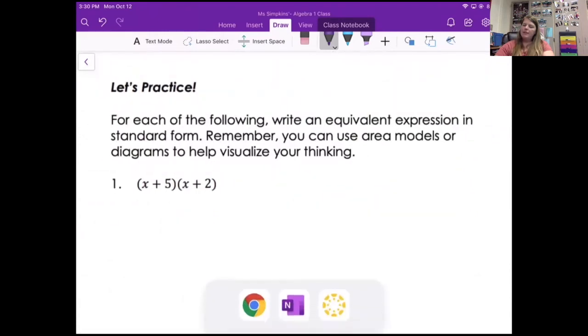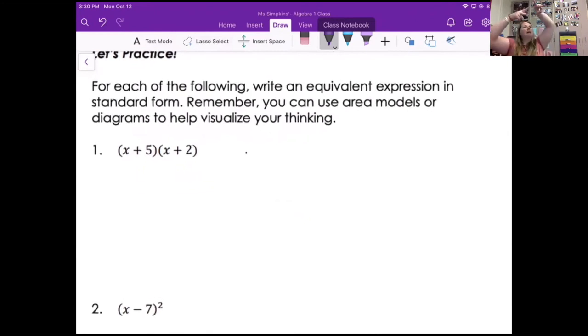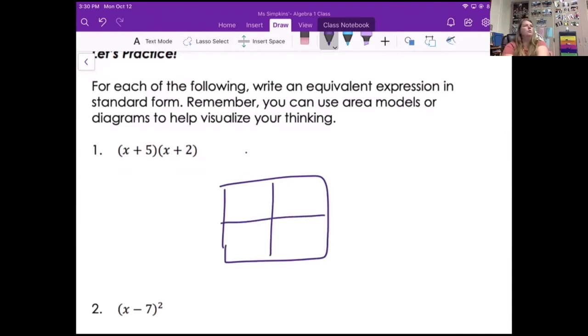x plus 5 times x plus 2. So I'm multiplying a binomial times a binomial. So I should have a 2 by 2 box. So here's my box, 2 columns, 2 rows, 2 by 2. I'm going to put x and 5 at the top and x and 2 on the side. x times x is x squared.